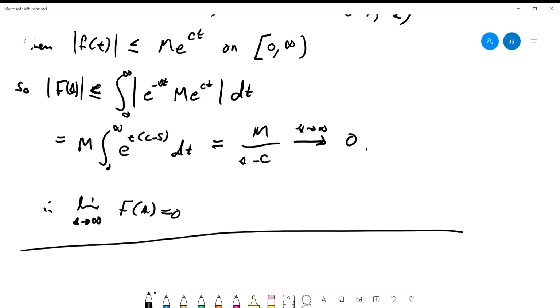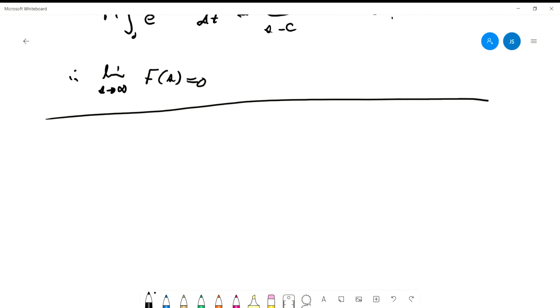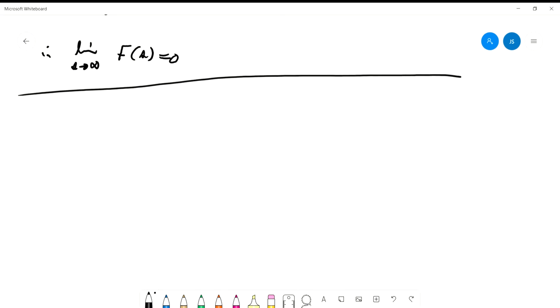All right, we've got time to maybe do an example or two, so let's do an example or two. Let's look at number 5. Let's do number 7. This is number 7 from the problem section in the book. Number 7, find the Laplace transform.